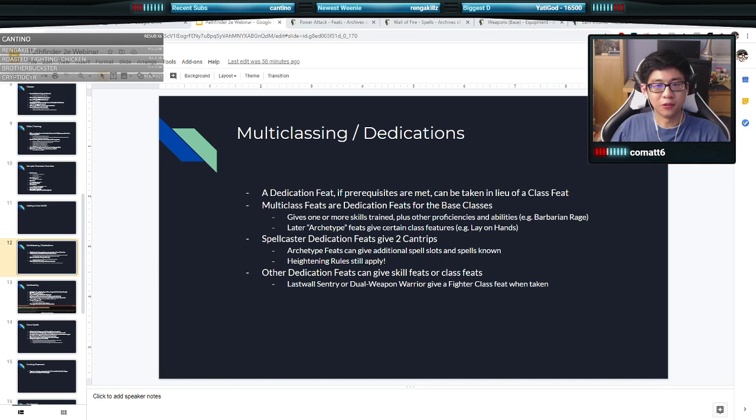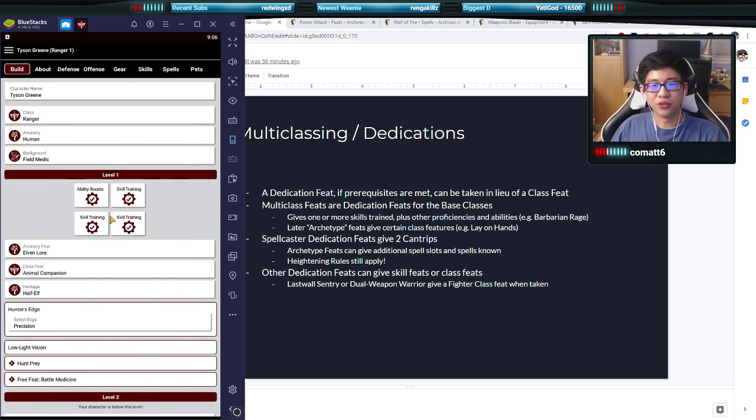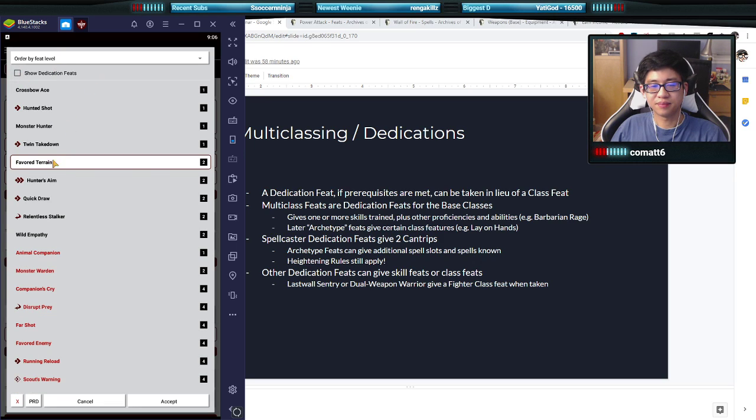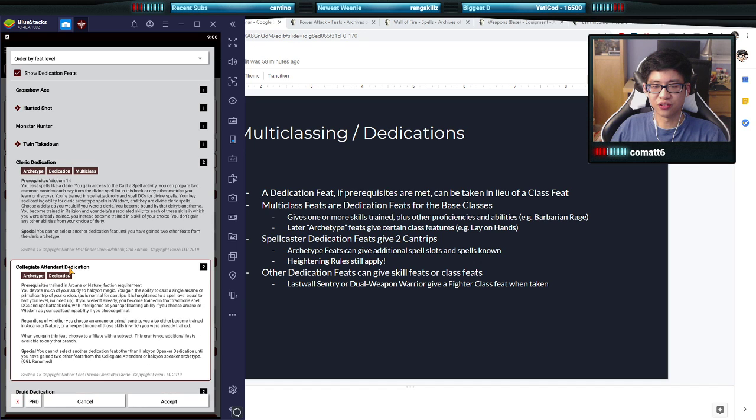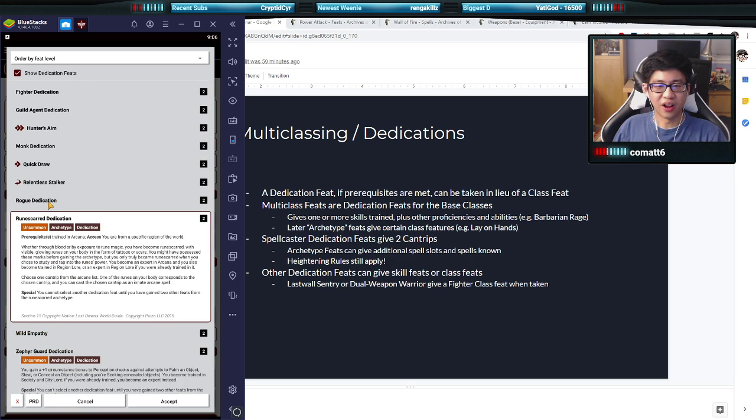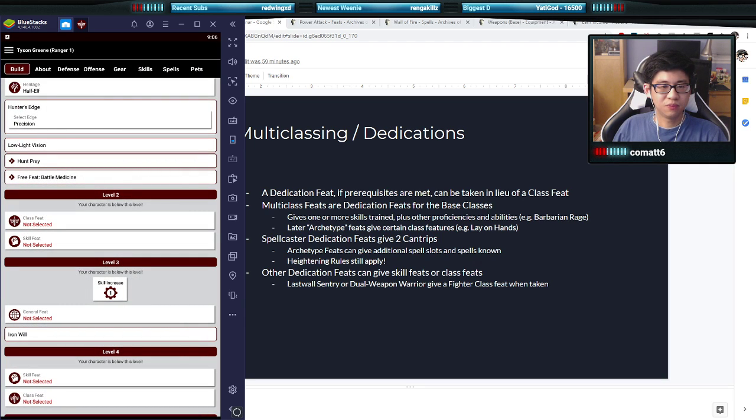So if we go back to our BlueStacks real quick, if we take a look at our 2nd level class feat, we can take a normal class feat, or you can take a dedication feat. So this character here could take the cleric dedication, or druid dedication, or collegiate attendant. There's a lot of dedication feats. As you can tell, I already qualify for like 10 of them without even trying. So that is pretty neat, and you get certain abilities.